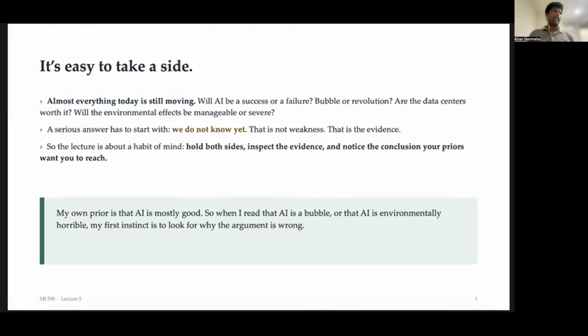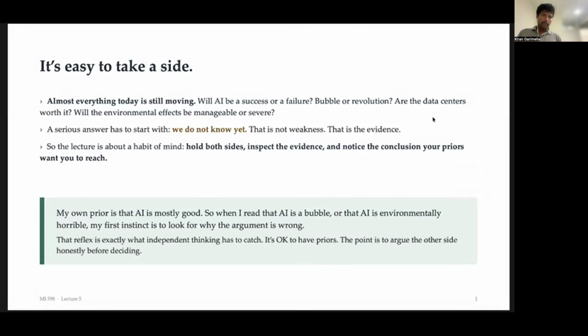What is the side that opposes AI development? What is their argument? Is there value in that argument? What are things that I have not been able to think about? So this is something that we need to really critically develop.